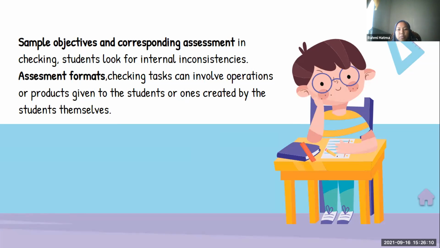And for assessment formats, checking tasks can involve operation of products given to the students or ones created by the students themselves. Checking can also take place within the context of carrying out a solution to a problem or performing a task where one is concerned with the consistency of the actual implementation.